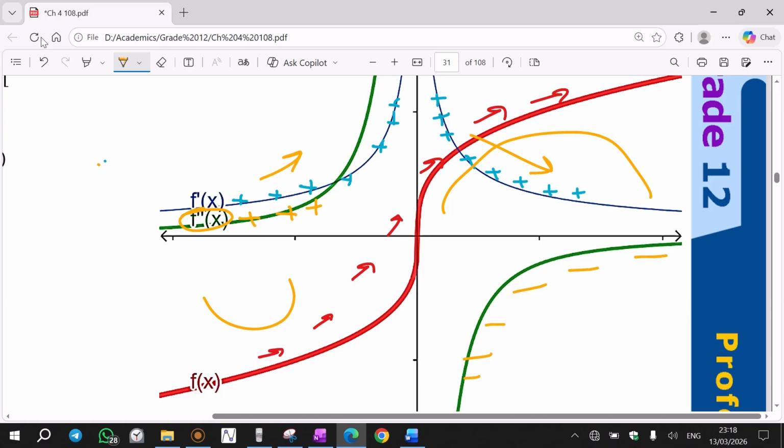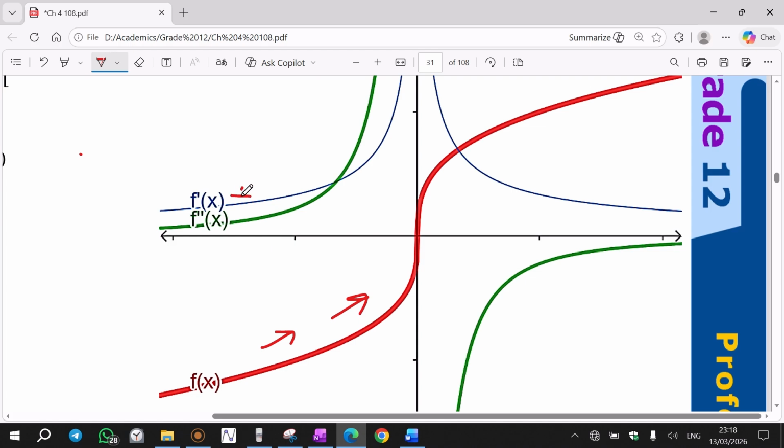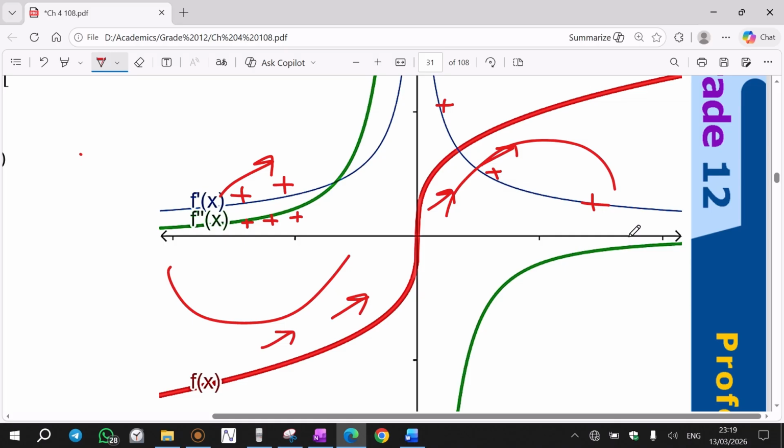Let's say that again to make sure you understood. F is increasing, f prime is positive. Here f is increasing as well, f prime is positive. Here f is concave, f double prime is positive, which makes f prime increase. Here f is convex, which makes f prime decrease and f double prime negative.